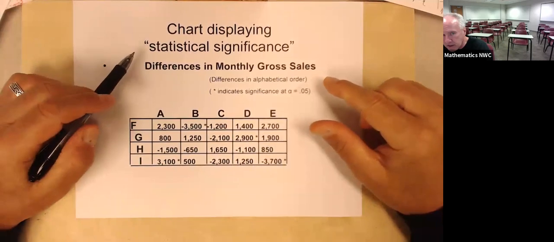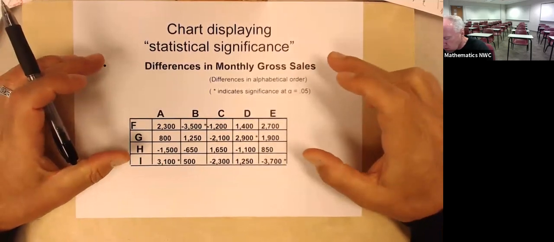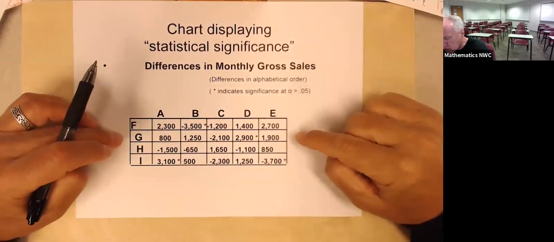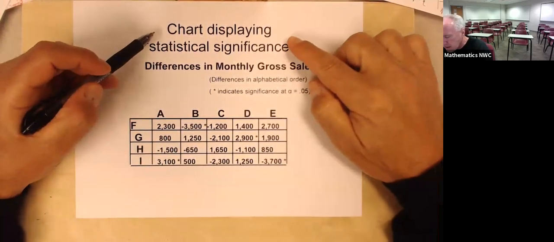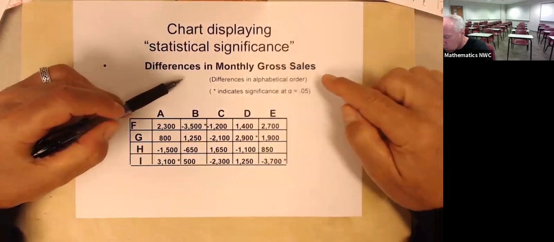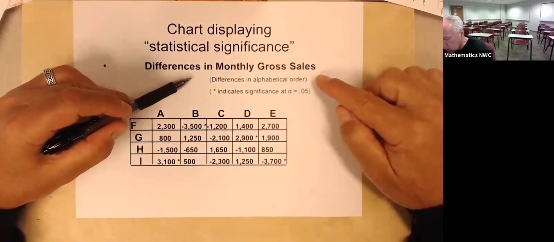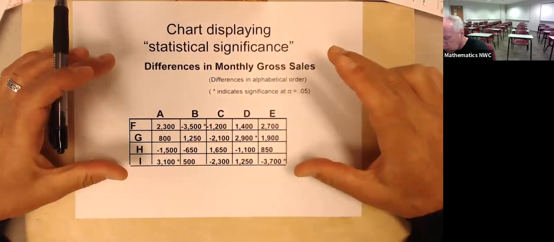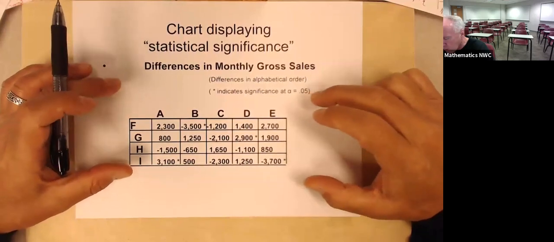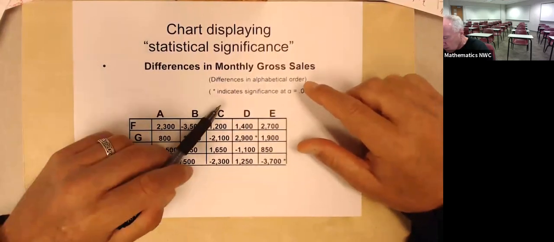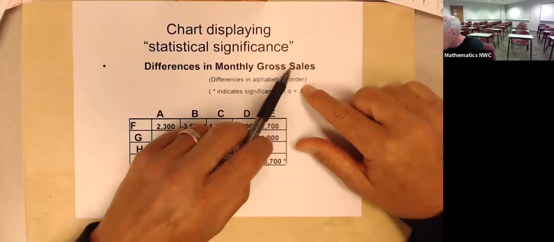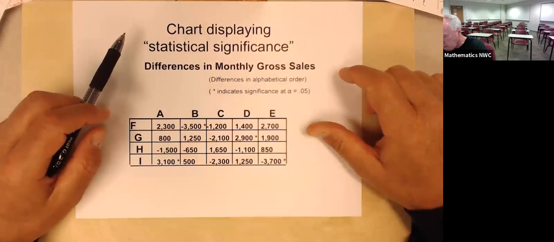Next, this kind of chart, and this is kind of important here, so please try to catch this once because there's a lot in this kind of chart. These charts displaying statistical significance are becoming more and more commonplace in the business world. It's kind of important that you can read these charts and understand what they mean. We're looking at the differences in monthly gross sales, okay?